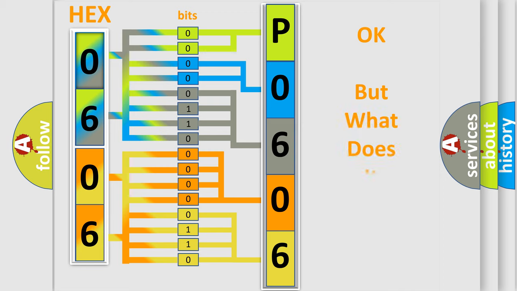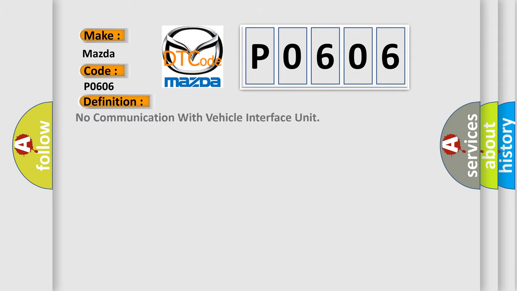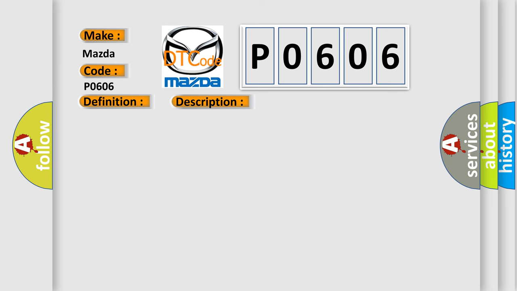The number itself does not make sense to us if we cannot assign information to what it actually expresses. So, what does the Diagnostic Trouble Code P0606 specifically mean for Mazda? The basic definition is no communication with vehicle interface unit. And now this is a short description of this DTC code.